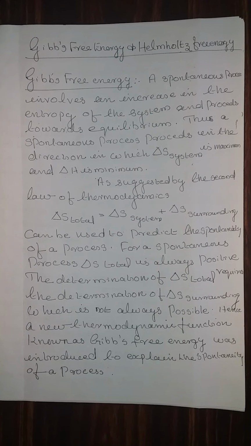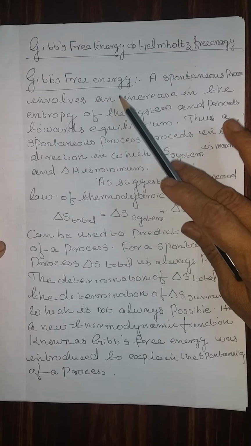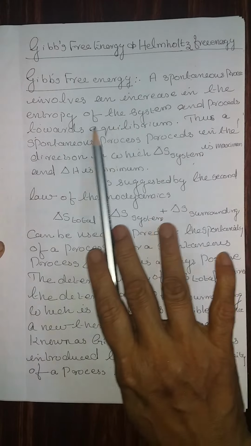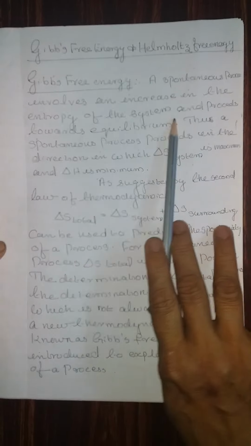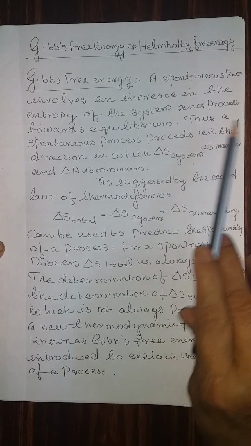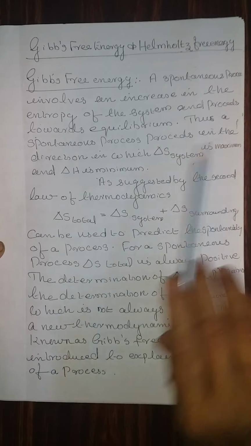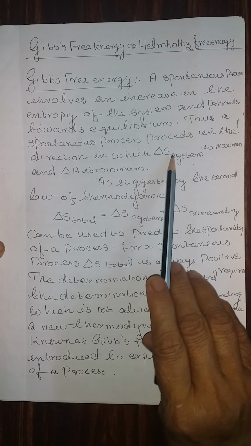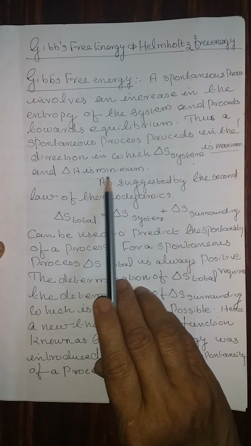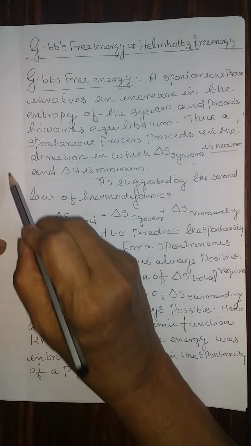Gibbs free energy and Helmholtz free energy. Let us take the first one, Gibbs free energy. A spontaneous process involves an increase in the entropy of the system and proceeds towards equilibrium. Thus, a spontaneous process proceeds in the direction in which delta S of the system is maximum and delta H is minimum. Fill in the blank question.